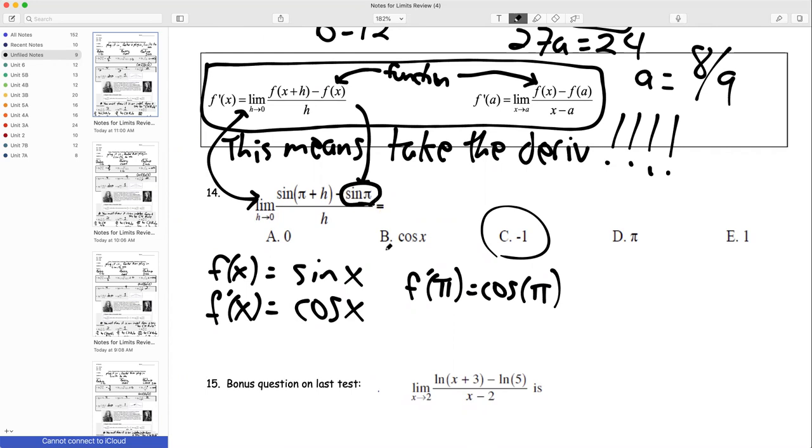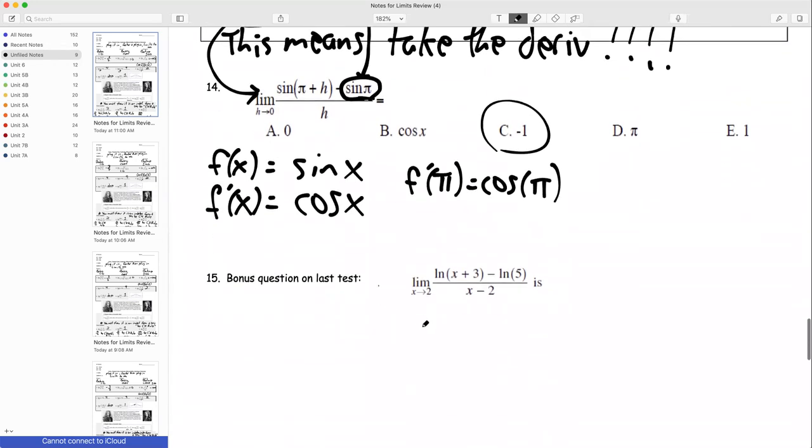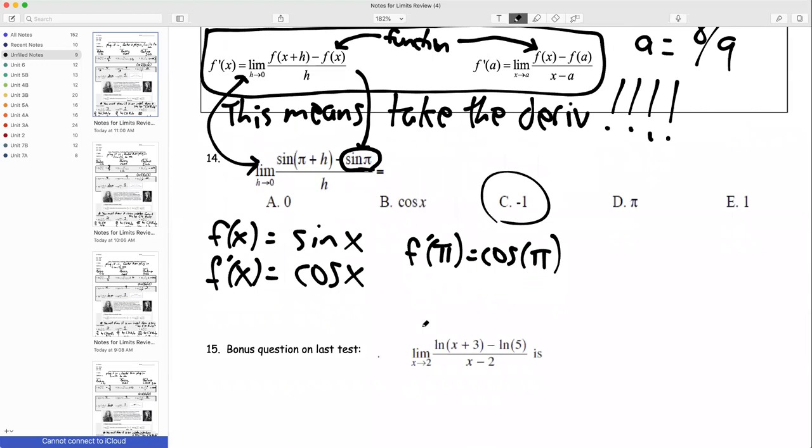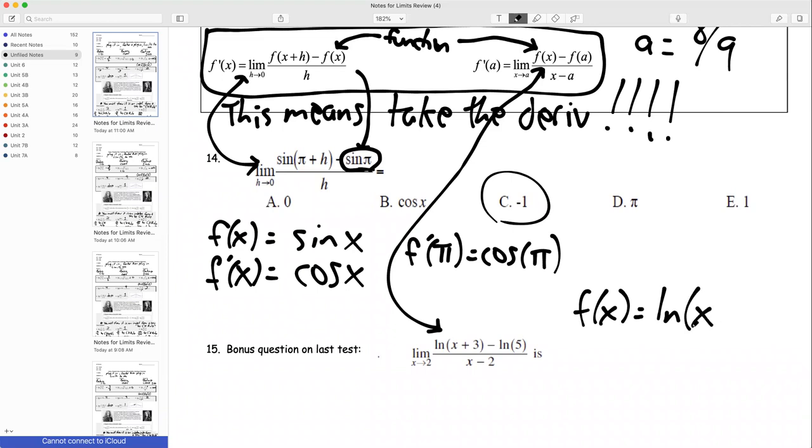So look at this from the last test. What is the function? The function's right there. f of x equals the natural log of x plus 3. What does this mean? This means take the derivative. So what's the derivative of the natural log of x plus 3?